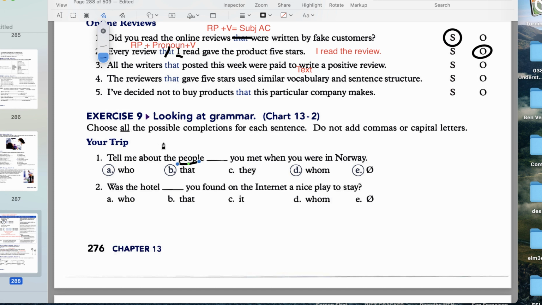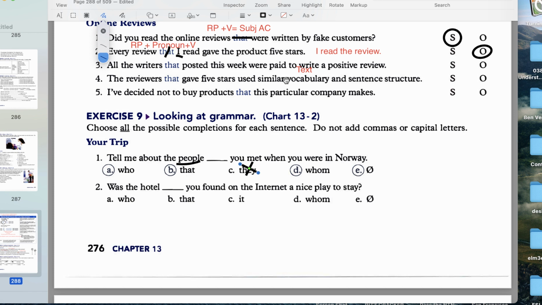Okay, I wrote about the people who you met, that you met, they you met. No, that doesn't sound right. Whom you met, or you met. Okay, let's find out why. You can circle all 4 of these. Tell me about the people.